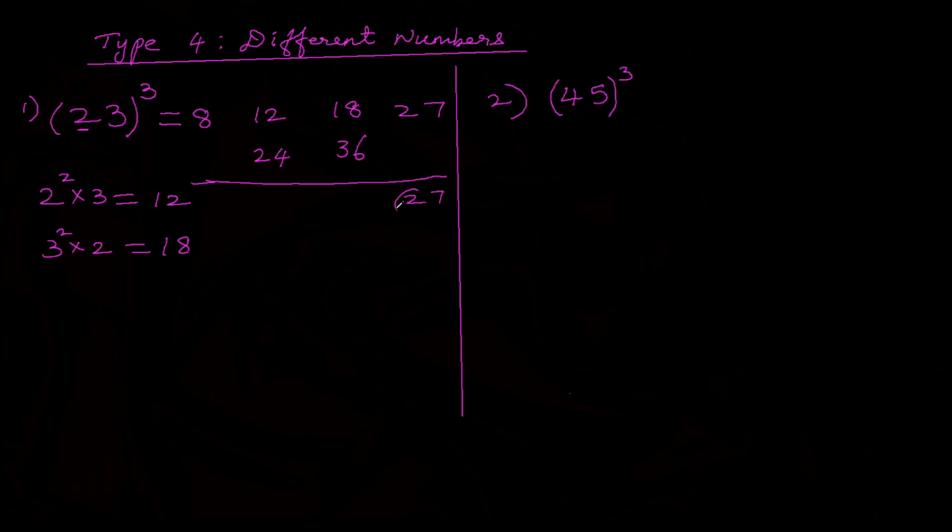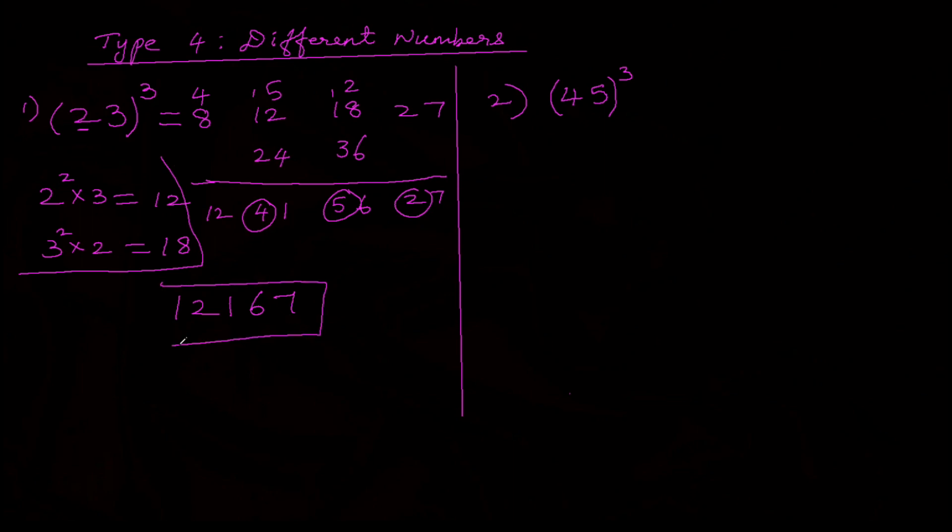Consider only the unit place. So, 2 is the carry. 10, 16, 1, 2, 5. 5 is the carry. 7, 11, 1, 4. 4 is the carry. 8 plus 4, 12. Now, write the numbers without circles. That will give you the final answer. So, 23 whole cubed is equal to 12,167. Is it not really easy?